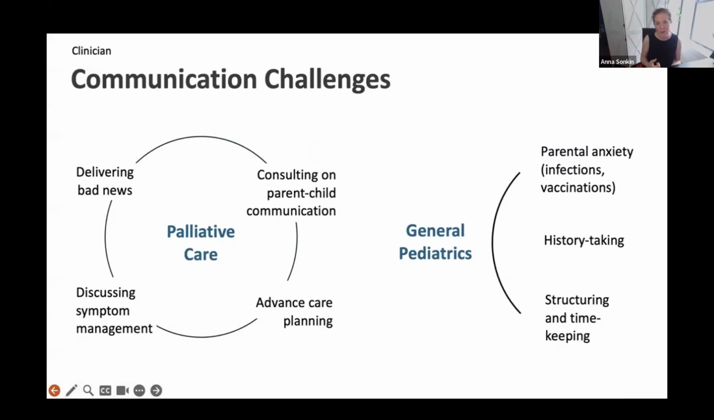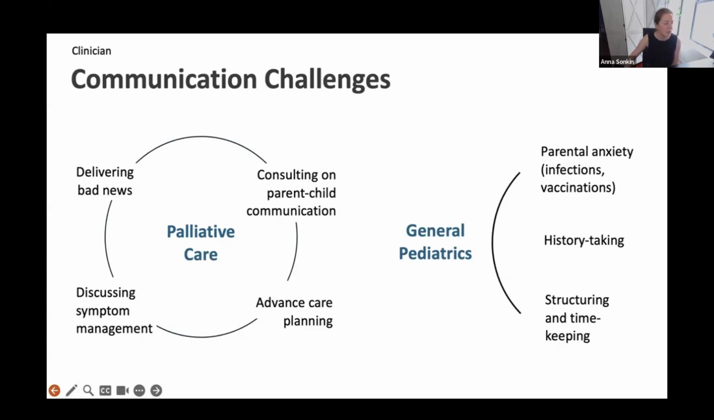So interestingly, in my clinical work, obviously, it seems like these are two very different clinical settings where the communication challenges are different. So in palliative care, the communication bits that you focus on are obviously delivering bad news, but also advanced care planning, symptom management, consulting on the parent-child communication. So that aspect of whether you talk to a child about their disease or you hide it from them. And in general pediatrics, it's more about anxiety around infections and vaccines. There's a lot of history taking because you're involved in diagnosing conditions. There's a little bit more structure and timekeeping because you have a busy clinic. You have to really make everything happen on time.